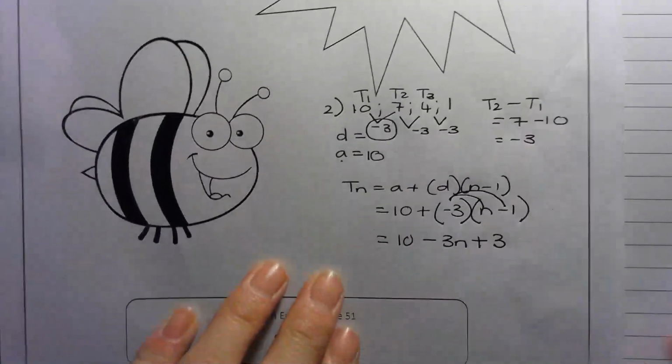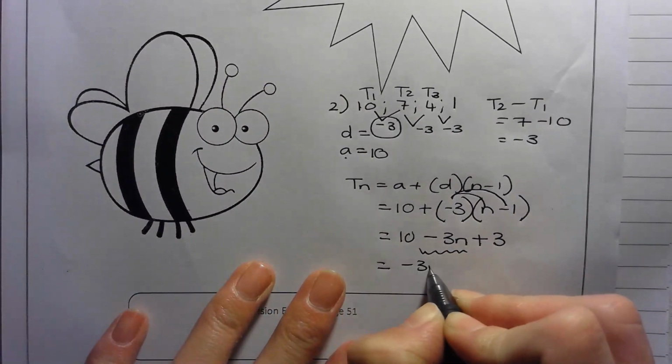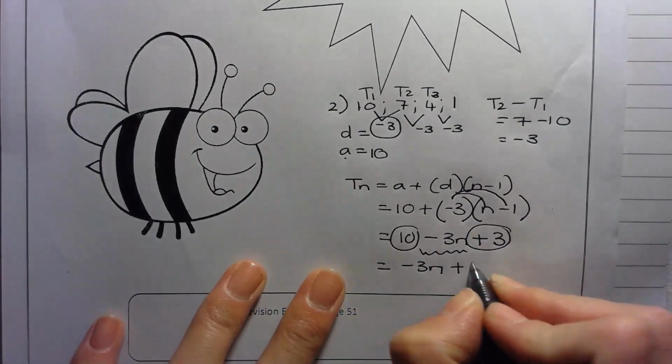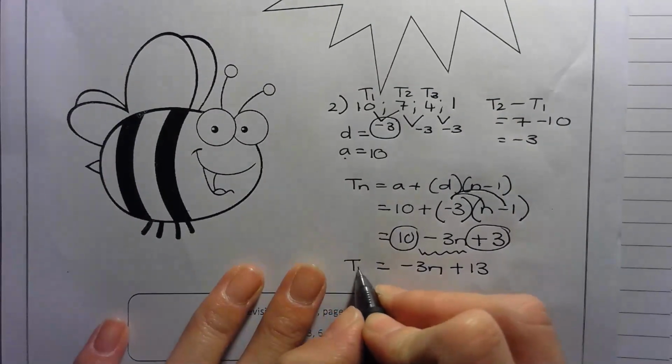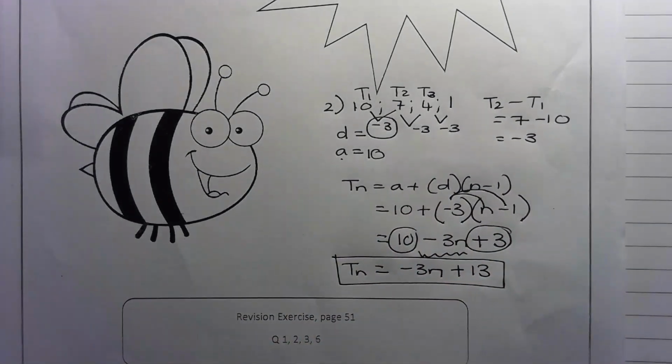Then, when we're working with the like terms, we group anything with n's. Can't do anything there. 10 plus 3 is 13. So that is my rule. That will be able to work out any number in that number pattern without having to keep minusing 3, minusing 3. You can just work it out straight away.